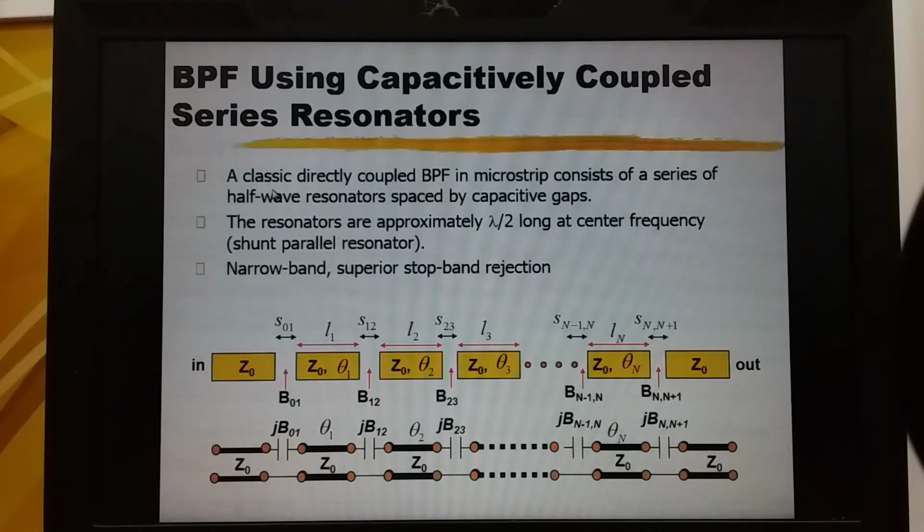This classic directly coupled bandpass filter consists of a series of half-wave resonators spaced by capacitive gap. The special feature of this kind of bandpass filter is that the bandwidth is very narrow, and it has superior stop band rejection.